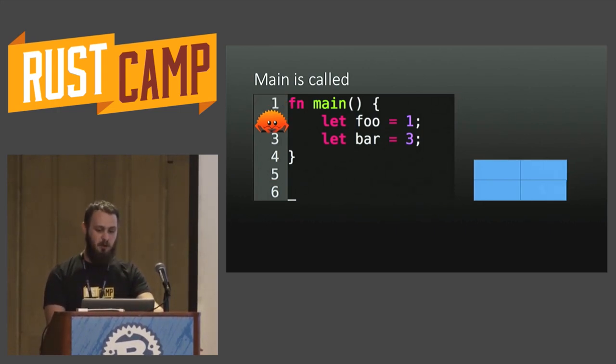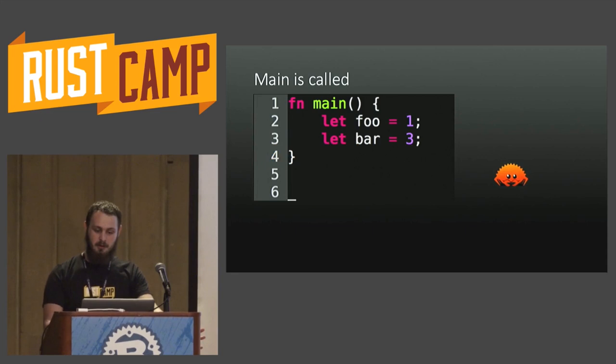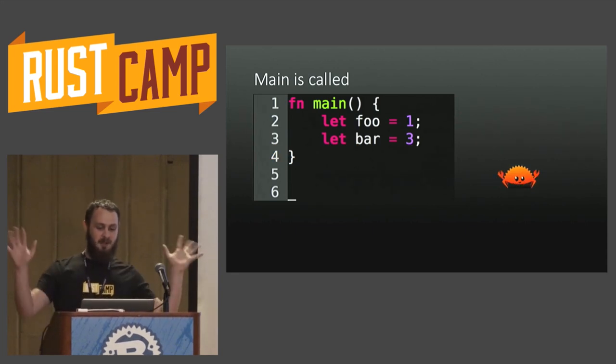It then assigns the value 1 to the first slot in the allocated memory. And then it goes ahead and sets bar on top of foo, basically just filling that out. Good old Ferris doing the hard work there. So when it reaches the end of the program, we're done with it, and the memory is deallocated. Then it reaches the end of the program, and yay!